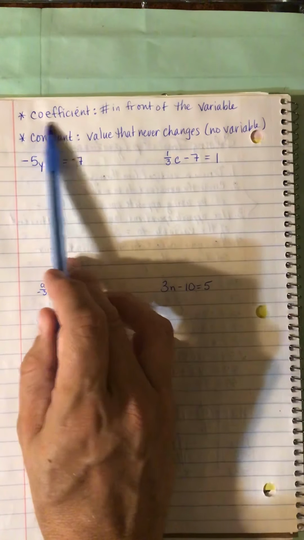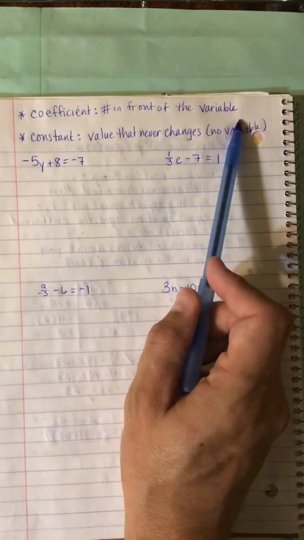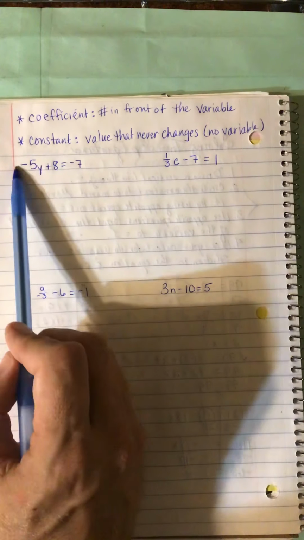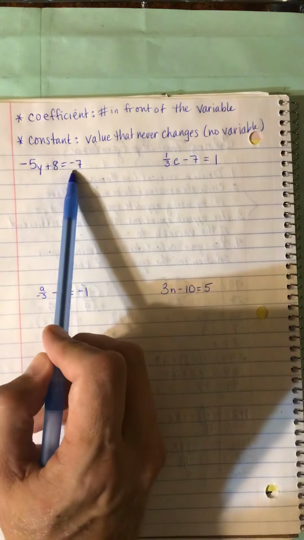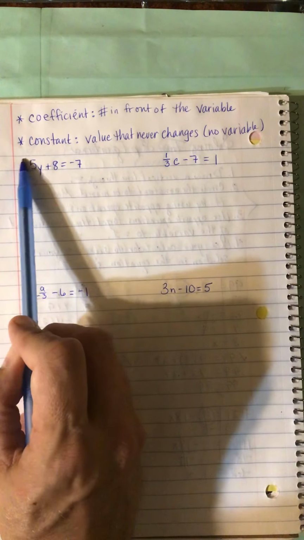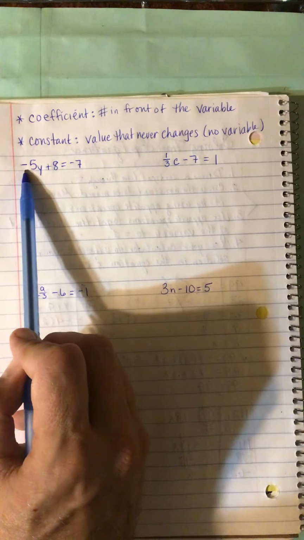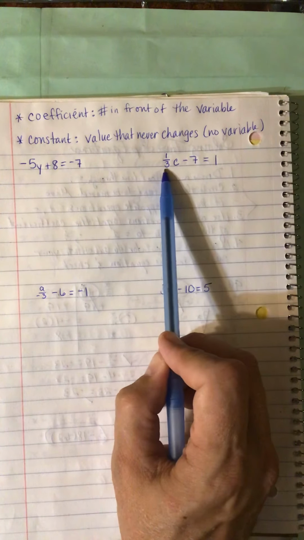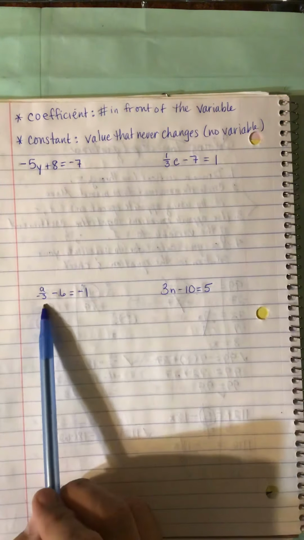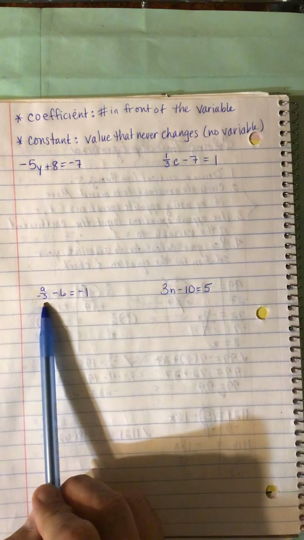First of all, just a reminder, the coefficient is the number in front of the variable. So in this equation right here, negative 5y plus 8 equals negative 7. Negative 5y has the variable, so the coefficient would be negative 5. Over here, the coefficient would be 1/3. Over here, the coefficient would also be negative 1/3.